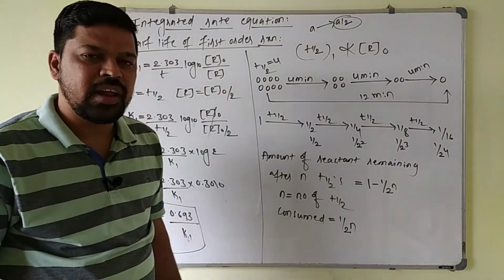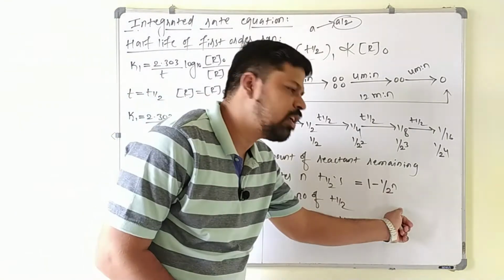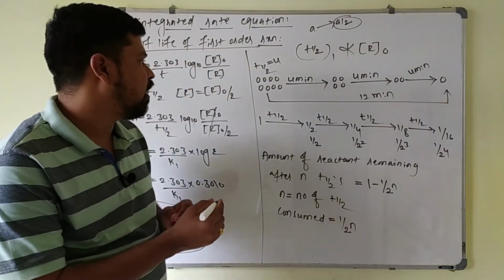Suppose the initial concentration is A, then what happens here? A minus A by 2 raised to n remains. What is consumed here? A by 2 raised to n. That we will write in the next slide.